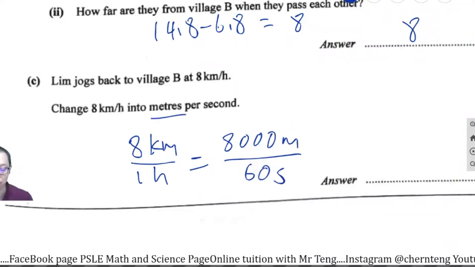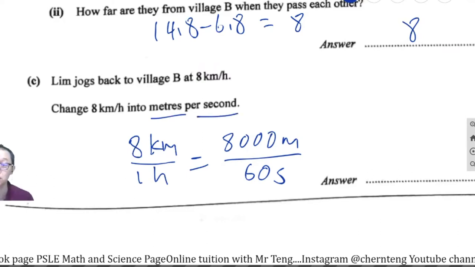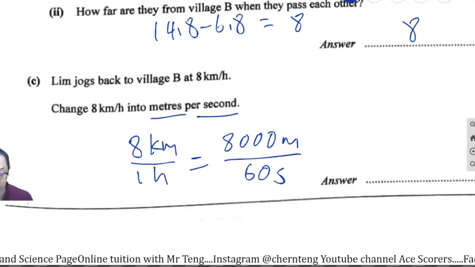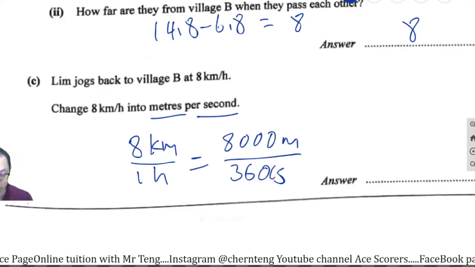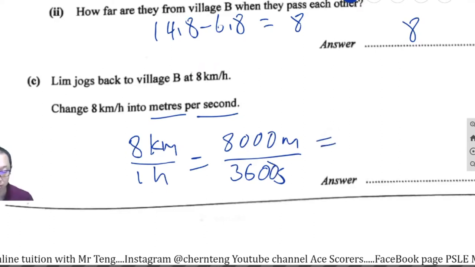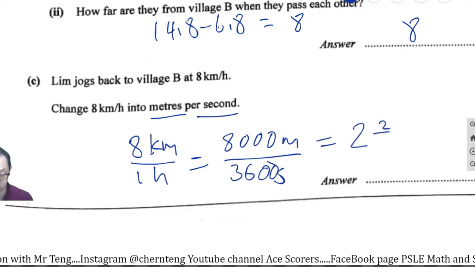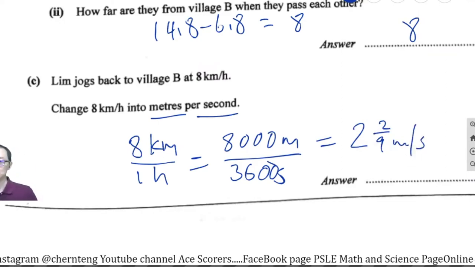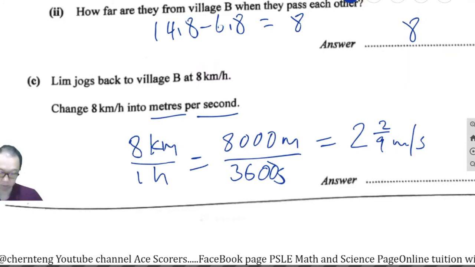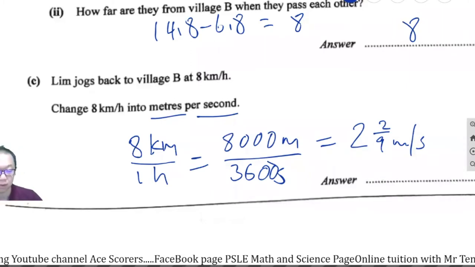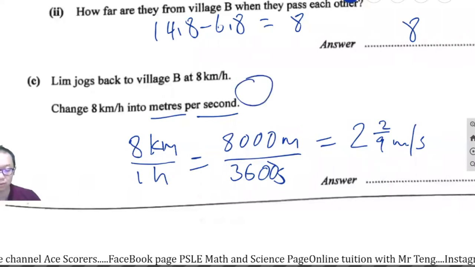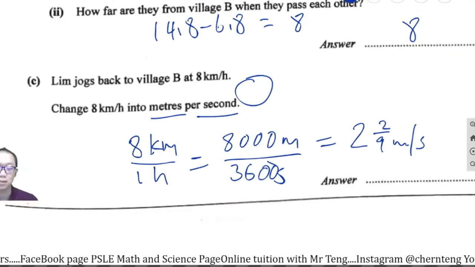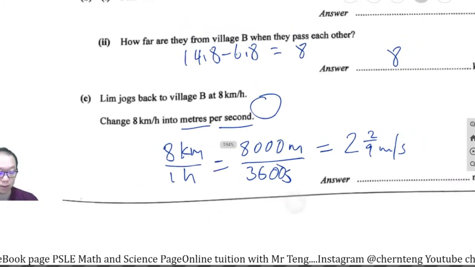We want to convert the km to meter and the hour to second, and we should get, sorry, no, it's not 60, it's 3600, okay? So we should get 2/9 meters per second. Okay, so that would be the answer for our part C. This type of conversion is very useful even for your physics, if you're taking physics. They like to do this a lot. Next.